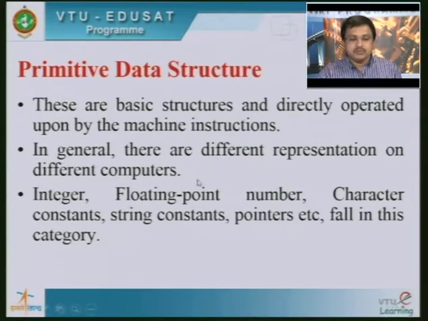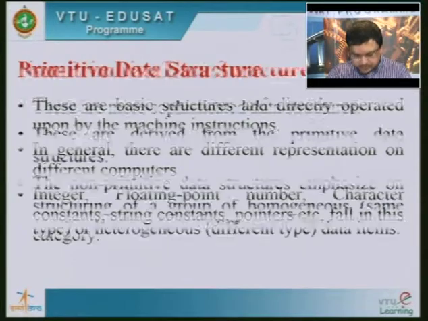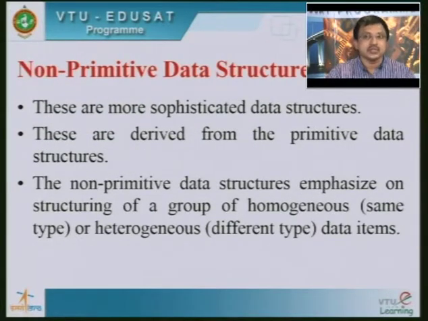In general, there are different representations on different computers. The same integers are represented in different forms in different machines. Primarily, they are represented using two forms, the little endian format and the big endian format. I hope you have learnt it. If not, you will learn it very soon. Then you have floating point, with single precision and double precision representations, character constants, string constants, pointers, etc., all of which fall under the category of primitive data structures, because the machines can understand them and you can operate on them directly using machine instructions.